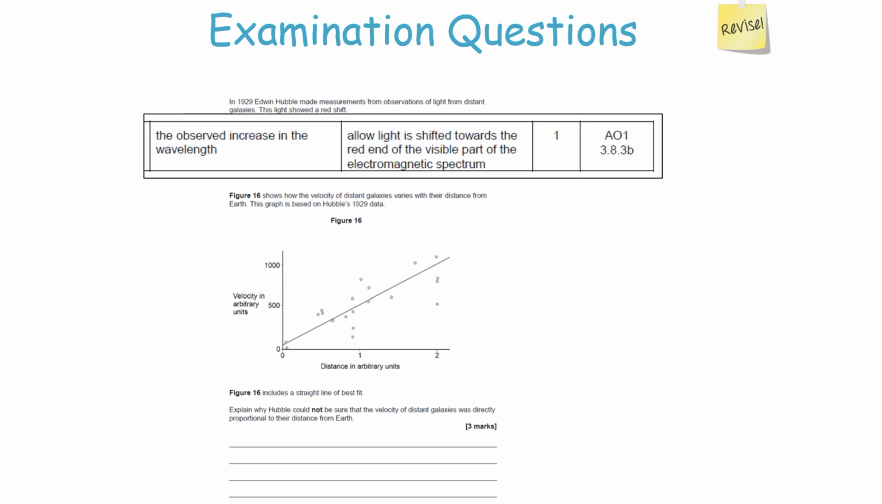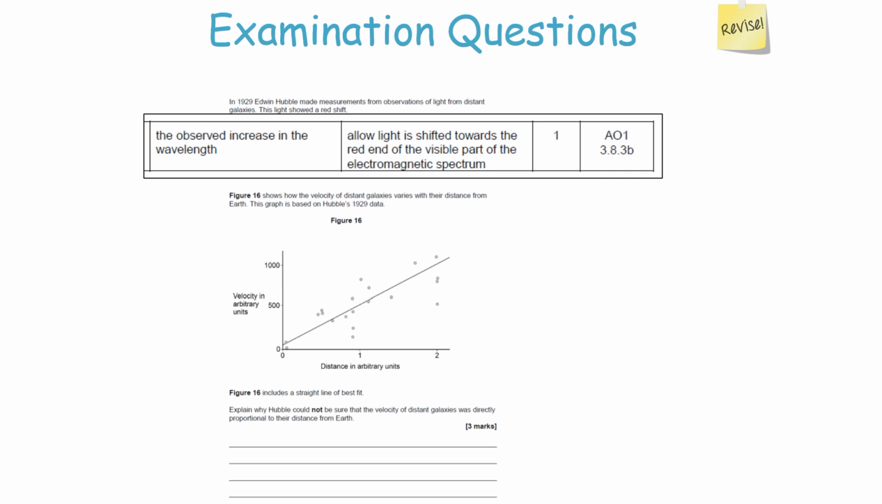Right, the first thing is you've just got to learn what redshift is, and redshift is the observed increase in the wavelength of emitted radiation. Now it's observed because the wavelength itself doesn't actually increase, but we observe it from our point of view that it does. You could have also said that it's the shift of the radiation to the redder part of the visible section of the electromagnetic spectrum.